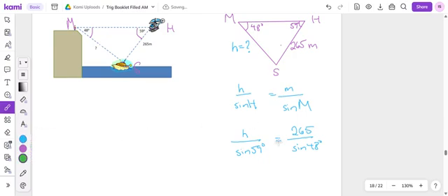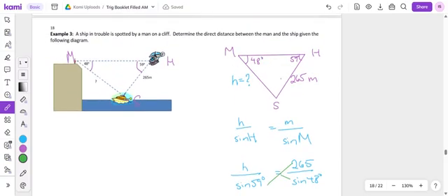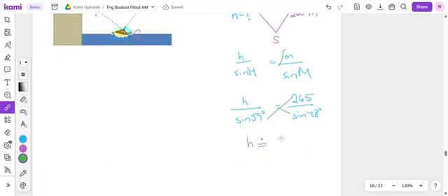Okay, we're going to do T rule. We'll figure it out. And then we'll say, does it make sense? I'll do sine 59 times 265 divided by sine 48. And I get a distance of approximately 306 meters. Yep.